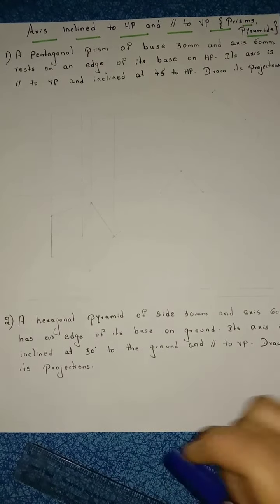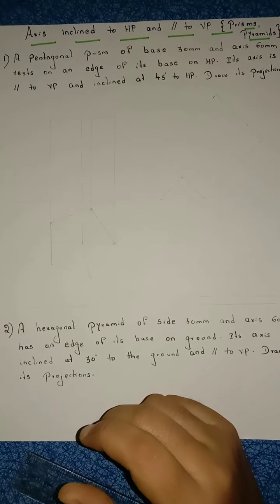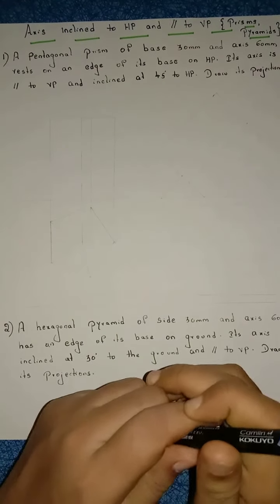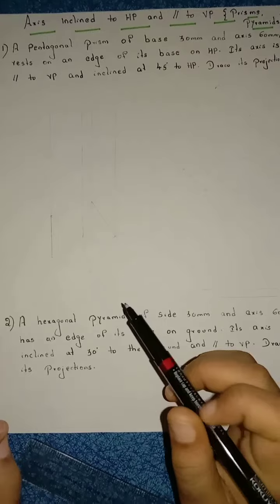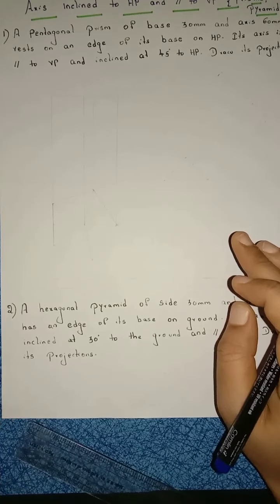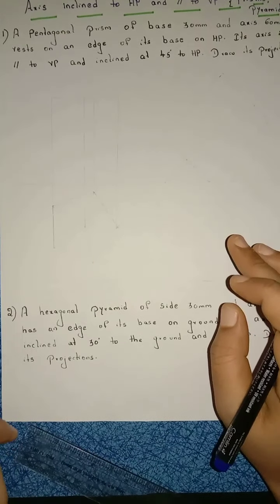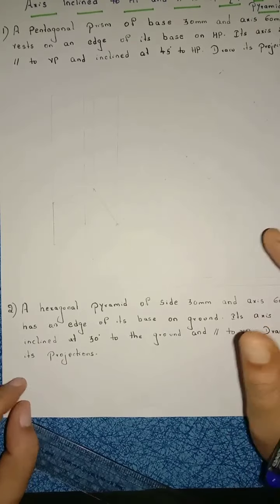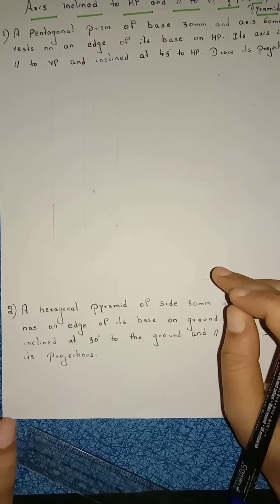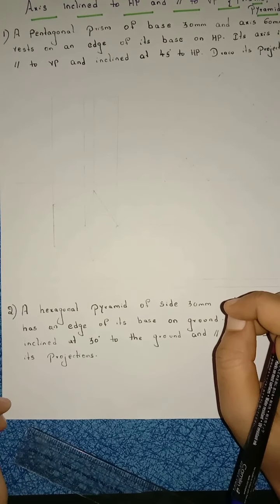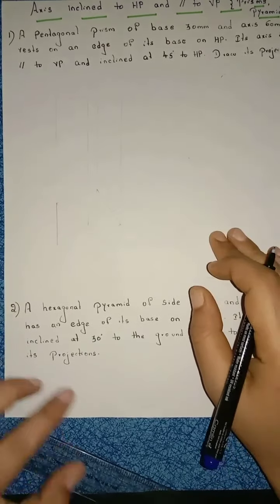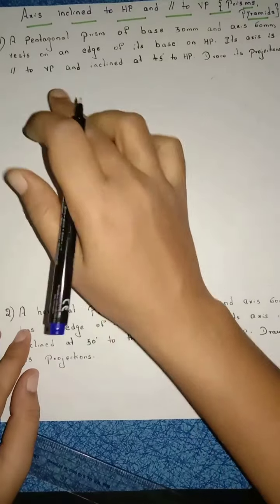Okay, students, so let us start solving the problems based on axis inclined to HP and parallel to VP. In this lecture, we are going to construct both prisms and pyramids. So read the question carefully. If they ask to construct a prism, in front view you have to construct the rectangular box. If they ask to construct a pyramid, in front view you have to construct a triangle. A prism is bounded by a rectangular shape and a pyramid is bounded by a triangular shape. Right? So let us read the first question.